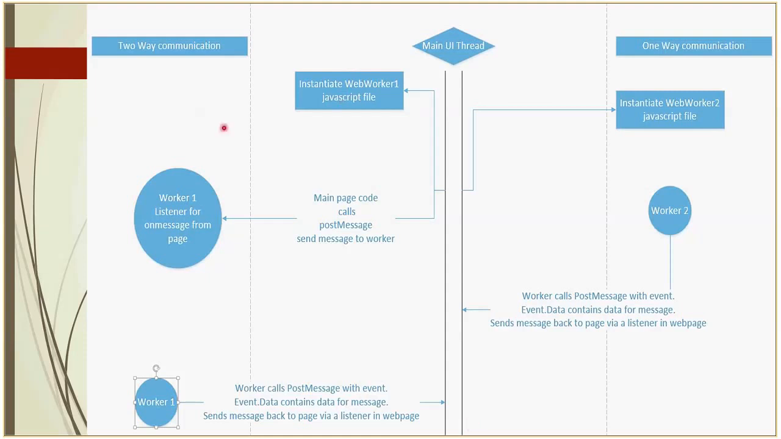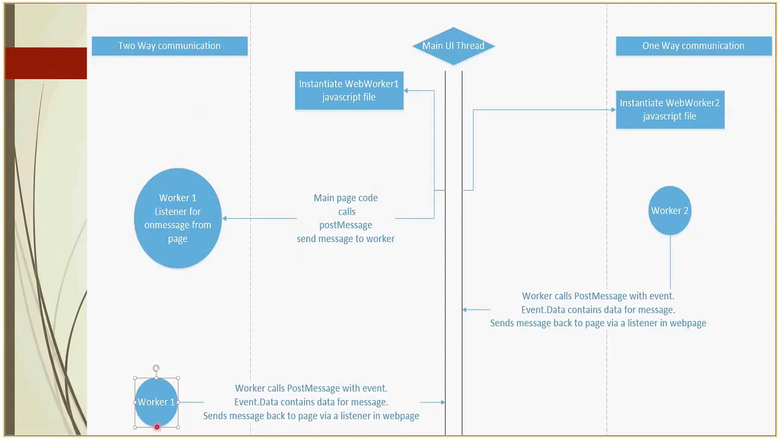And in the second part of it, the main page code calls post message, which is a JavaScript function to send a message to the worker. So messages is what gets transported, and how that message is posted is done via post message, which is a JavaScript function available for HTML5. Okay, then main page code calls the post message method in JavaScript, which sends a message to the worker, and then the worker 1 listens for the on message event from the page and then reads that message.